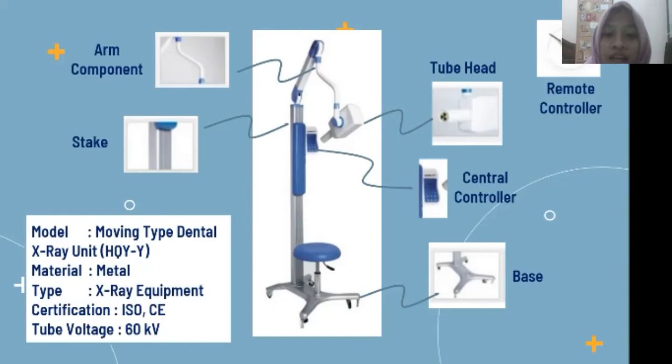Next is the arm component and stake. It enables the tube head to position and permits the passage of electrical wires from the control panel to the tube head. Next is central controller. The operational controls on the control panel are covered in discussion on the operational check. The control panel has 5 major controls that are operated or pressed on the X-ray unit. First is line switch, off and on switch, milliampere selector, kilovolt peak selector or KVP, timer, and exposure button.